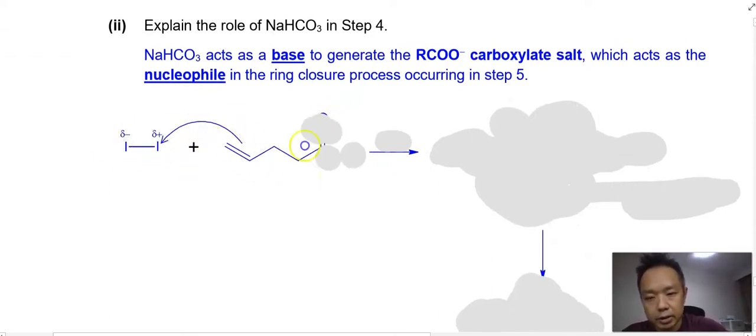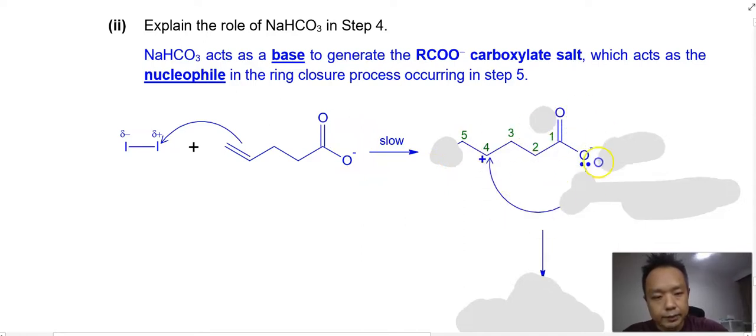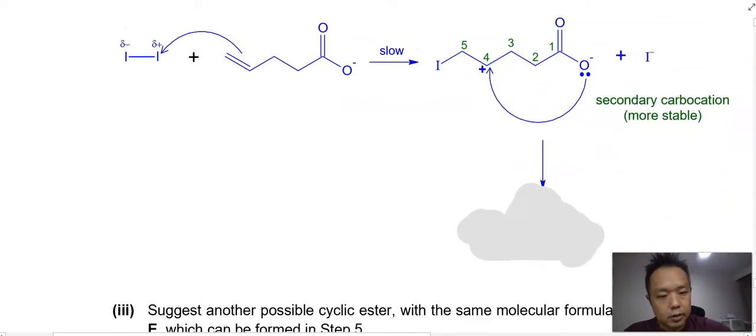So take a look, this is similar to what I've explained earlier on. In this slow step, you generate your carbocation. Okay, and then your O minus will attack the carbocation to close the ring.